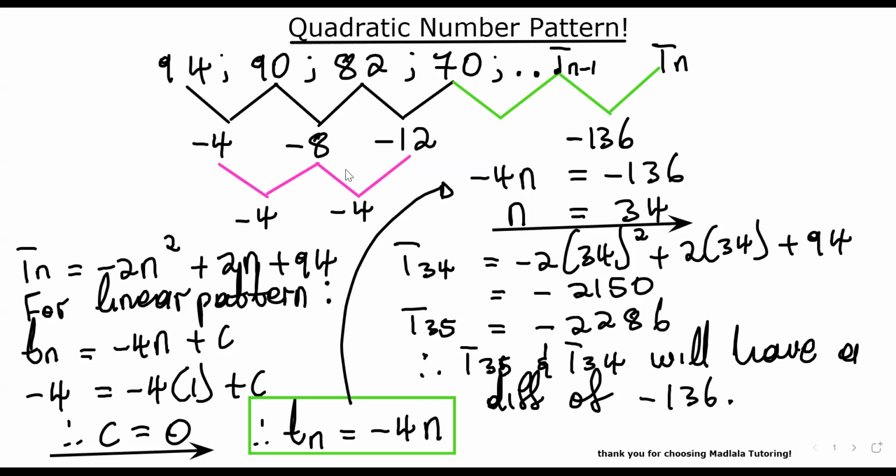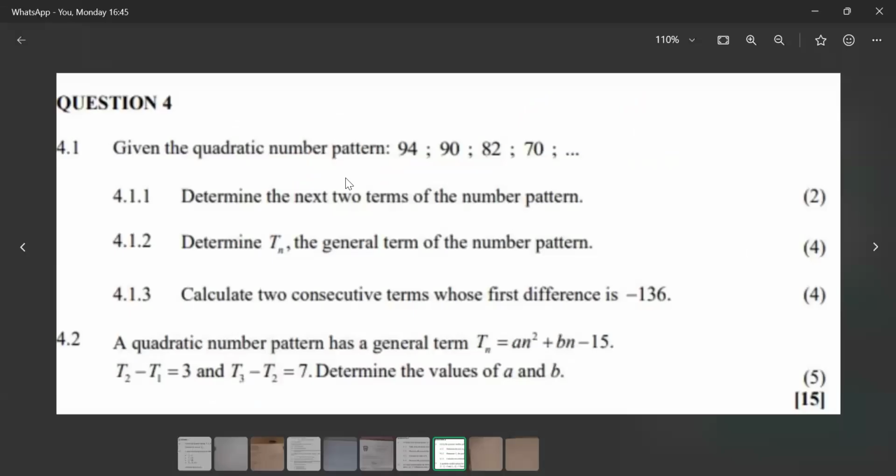So we still have one more question to destroy, and it's the last one. It's very delicious as well, and it counts for 5 marks, imagine. So here they say to us a quadratic number pattern has a general term Tn equals an squared plus bn minus 15. They give you the value of the constant, but not a and b. In order for you to find a and b, this is how they assist you.